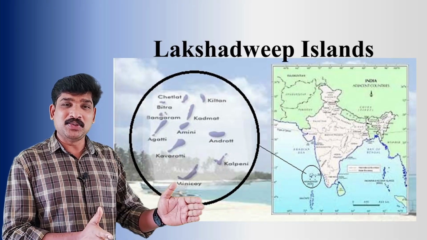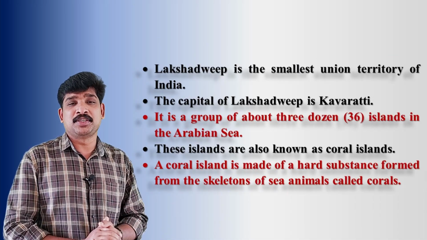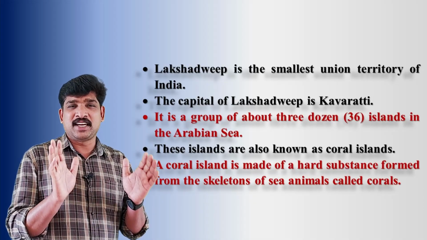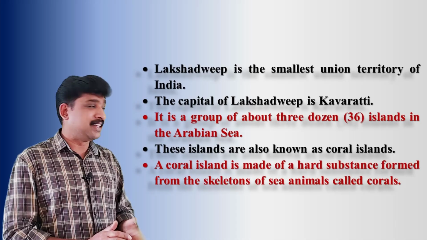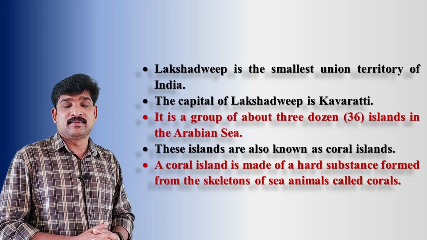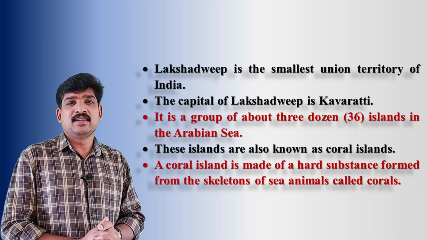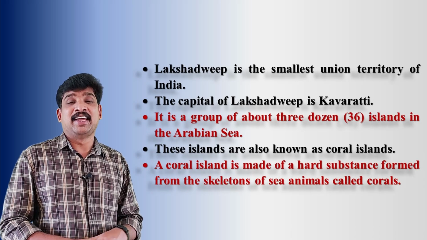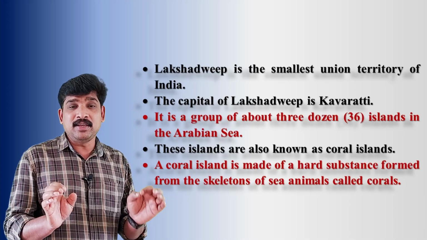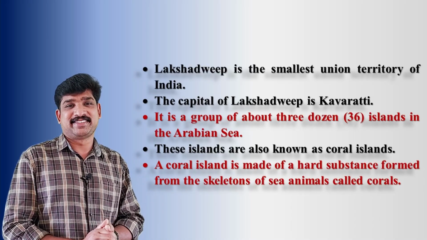Now let us move on to the Lakshadweep Islands. Lakshadweep is the smallest union territory of India. It is a group of about three dozen, or almost 36, islands in the Arabian Sea, in the western part of our country. The capital of Lakshadweep is Kavaratti. These islands are also known as Coral Islands. What is a coral island? A coral island is made of hard substances formed from the skeletons of sea animals called corals.